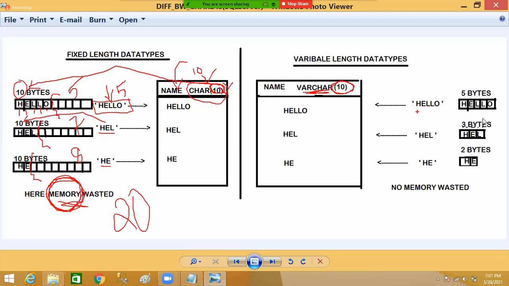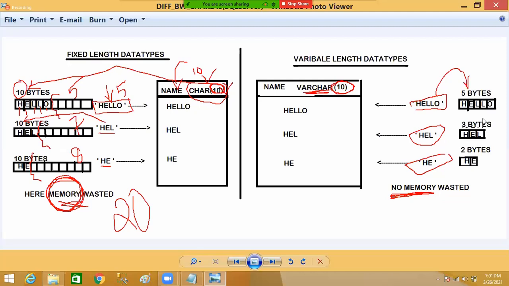However many characters your string expression has, exactly that many bytes only are allocated by the system. So see, hello: 5 characters, 5 bytes. Hell: 3 characters, 3 bytes. He: 2 characters, 2 bytes. So that means no memory is wasted. Understand? No memory wasted.